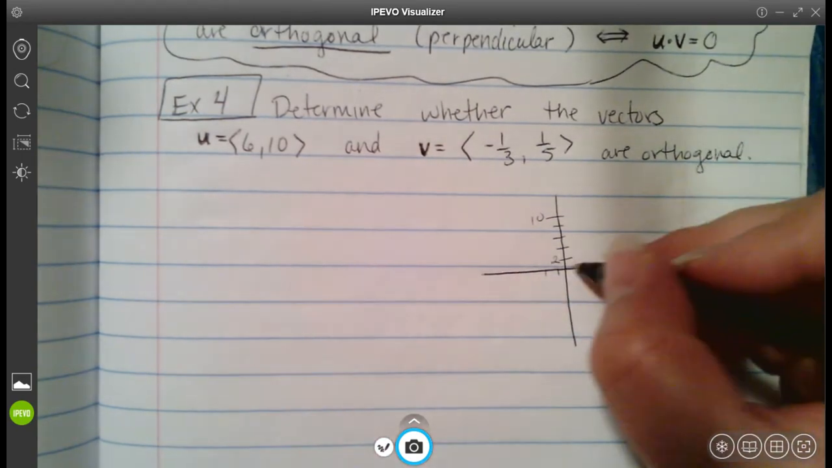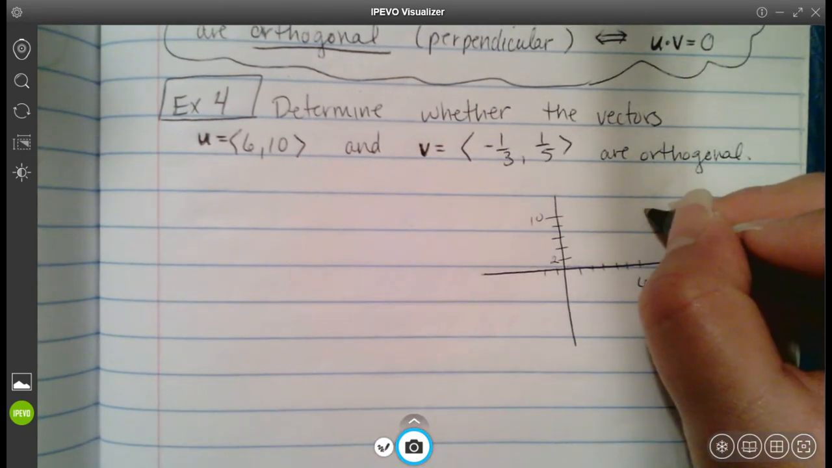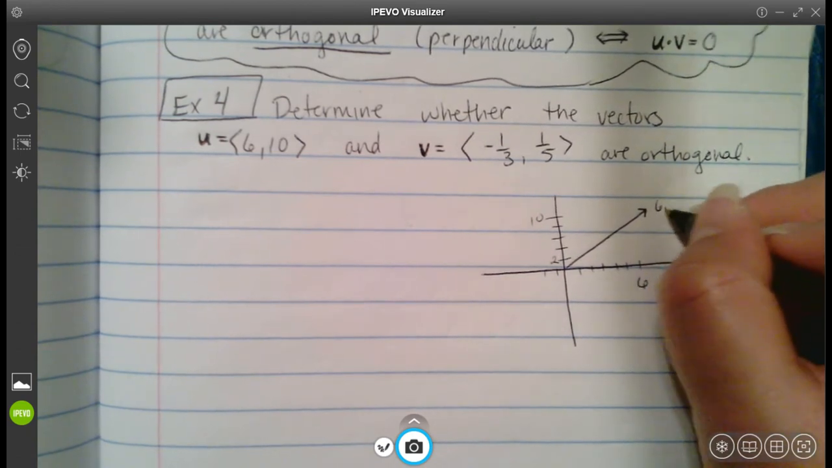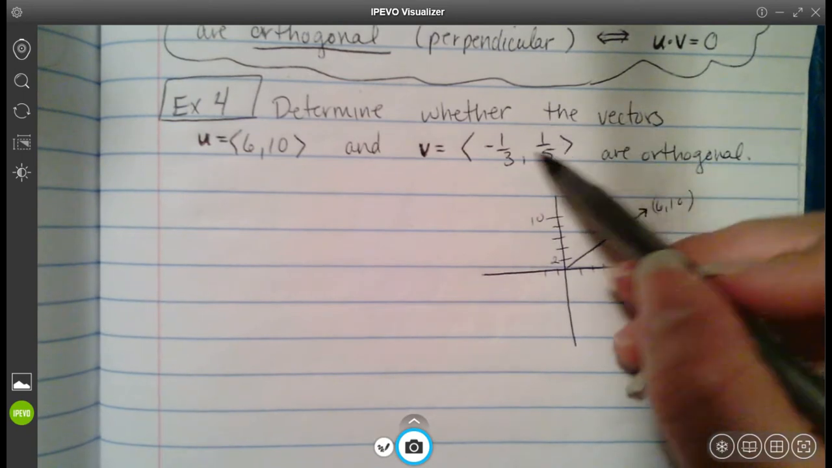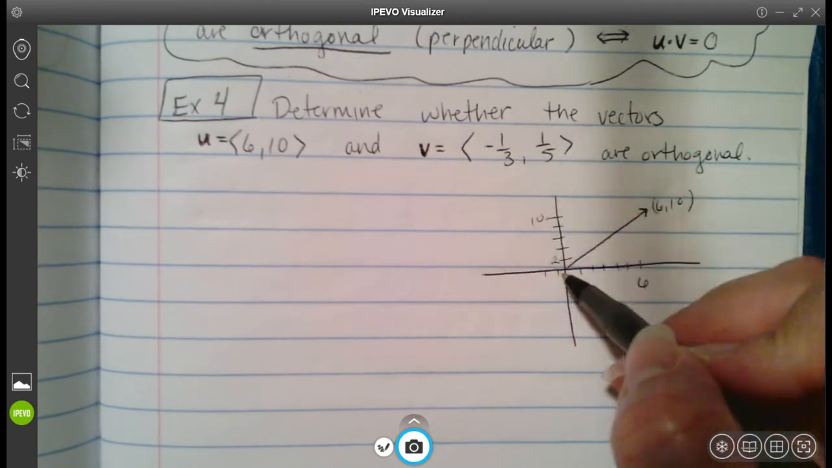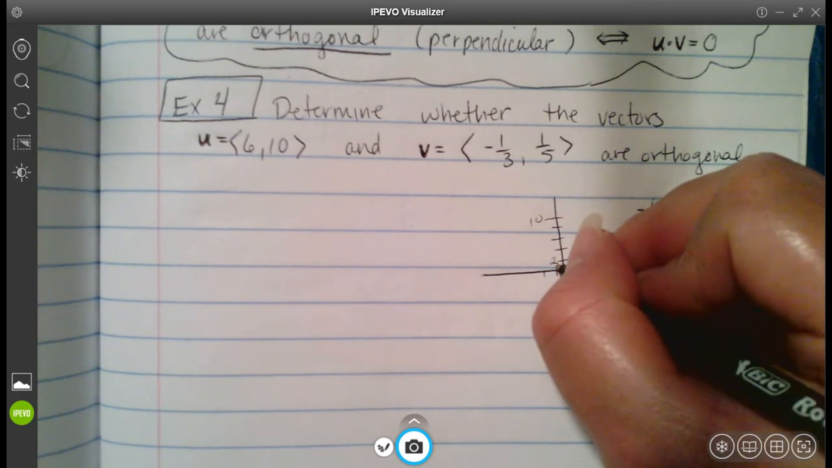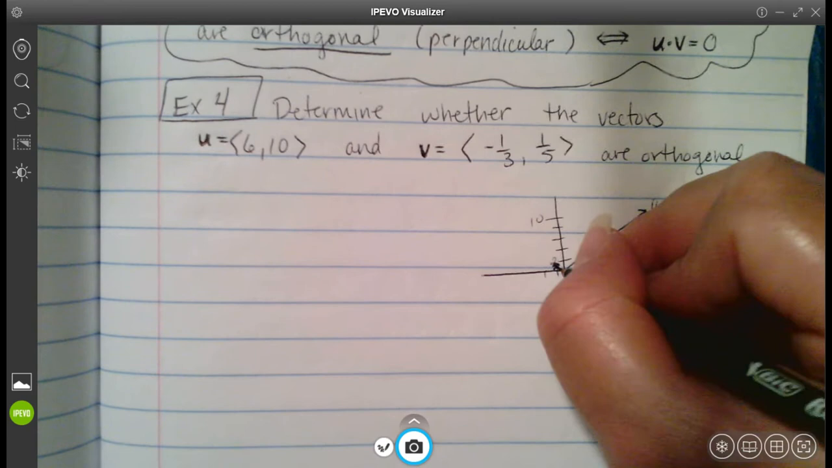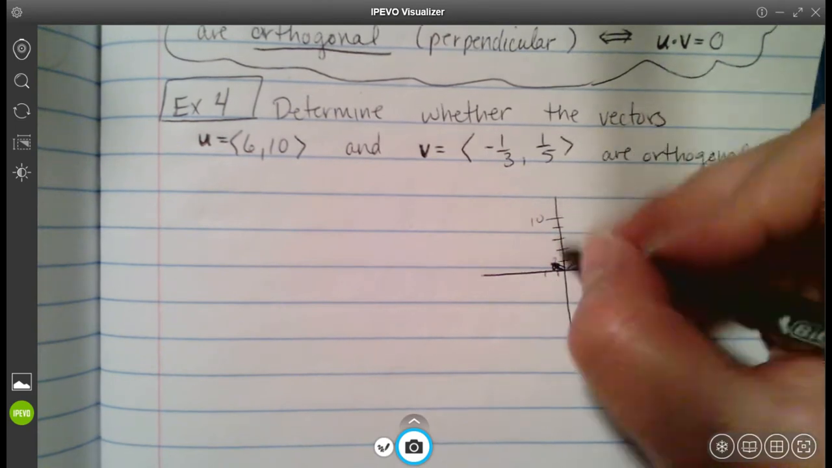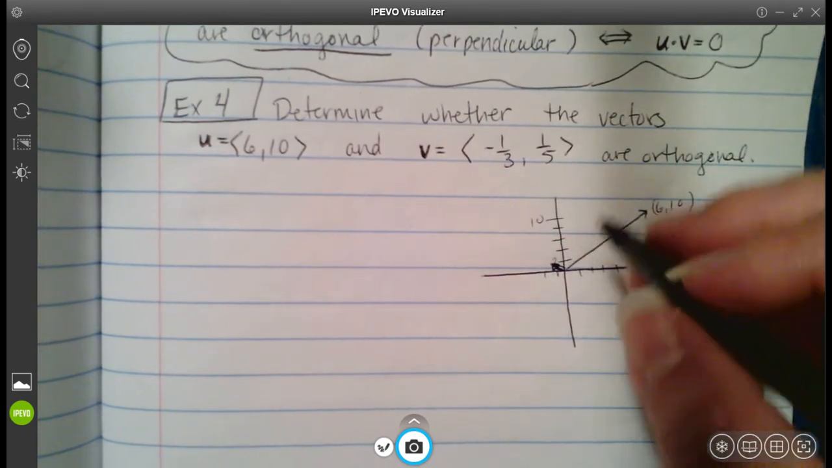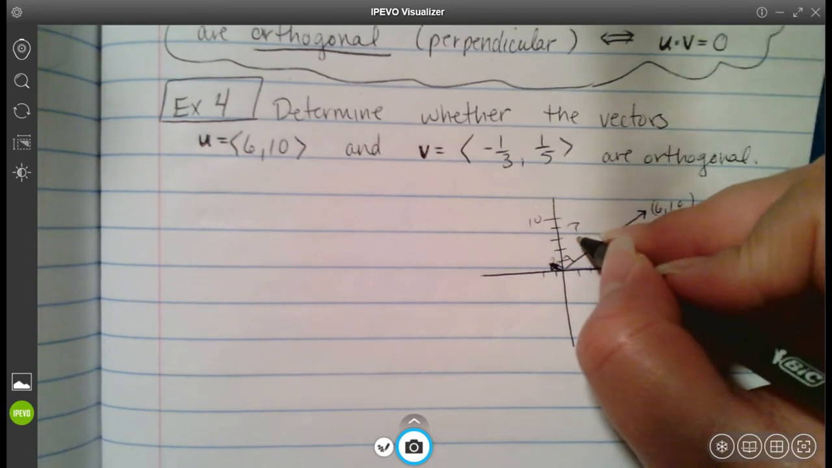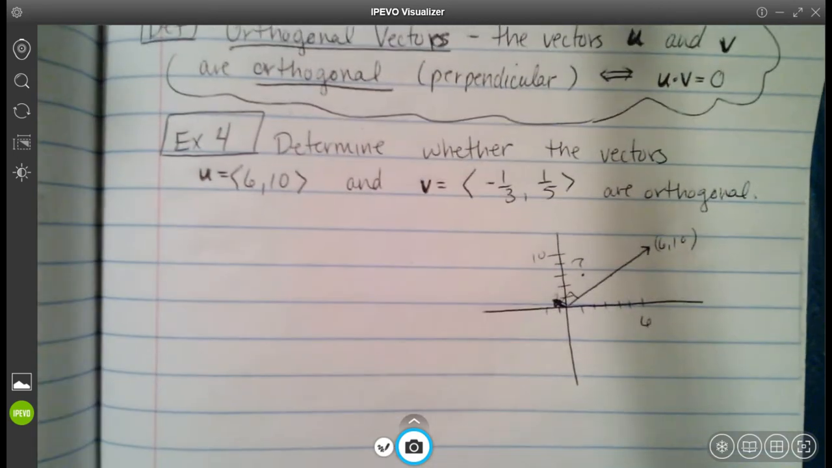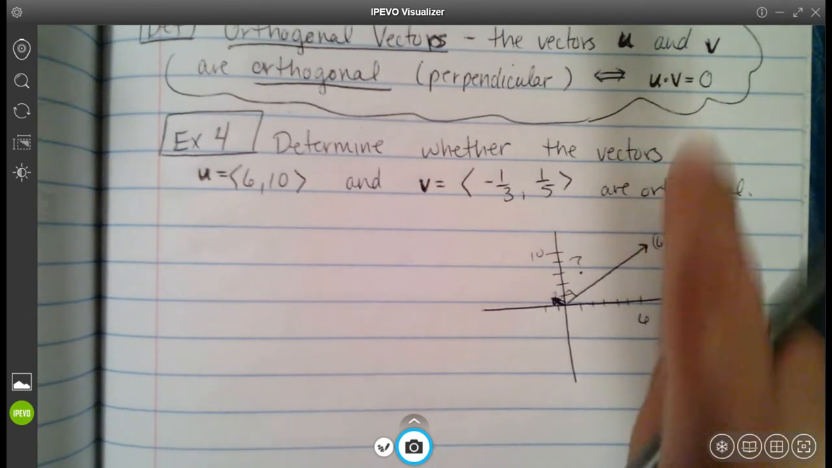So 6, 10 is going to be over here somewhere, which means this first vector does something like that. That's at 6, 10. And then we have this really small vector, negative 1/3 and 1/5. I probably should have made this a little bit bigger, but it's super tiny right here somewhere. Well, you get the idea. So our question is: is this perpendicular? Is it orthogonal? Let's check. Let's plug it into our formula here and see if it comes out to 0.